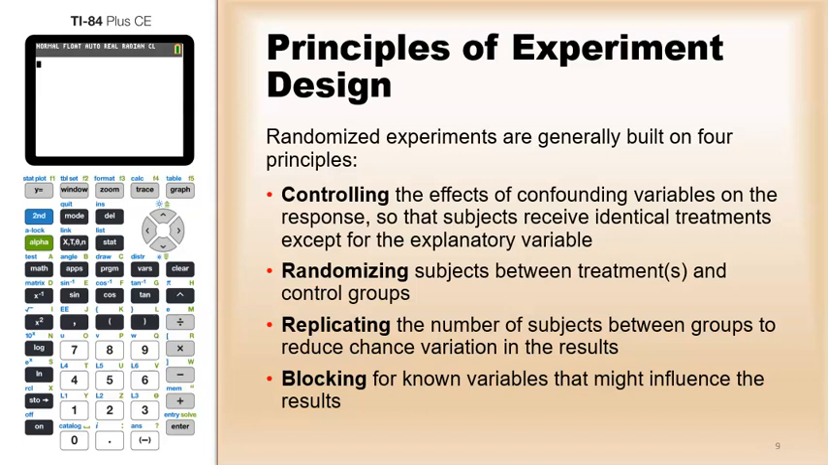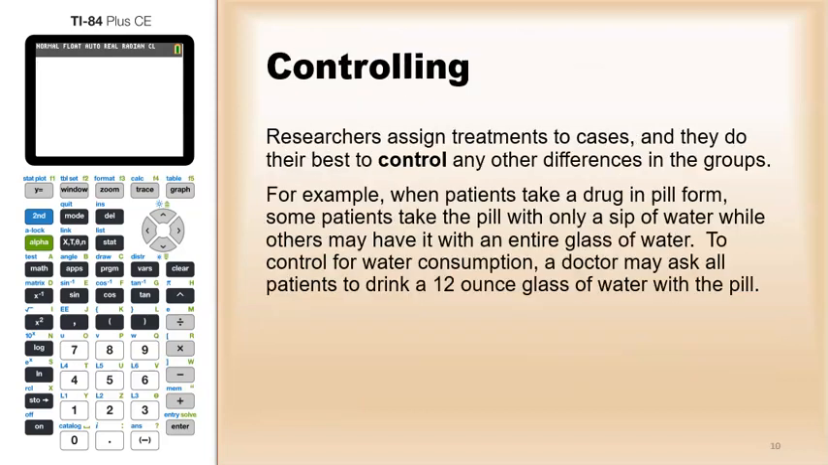Okay, so let's go through each of these one more time, one at a time. Controlling. Researchers assign treatments to cases and they do their best to control for any other differences in the groups. What that means is they basically want everything between the control group and the treatment group to be identical as much as possible, except for the treatment itself.